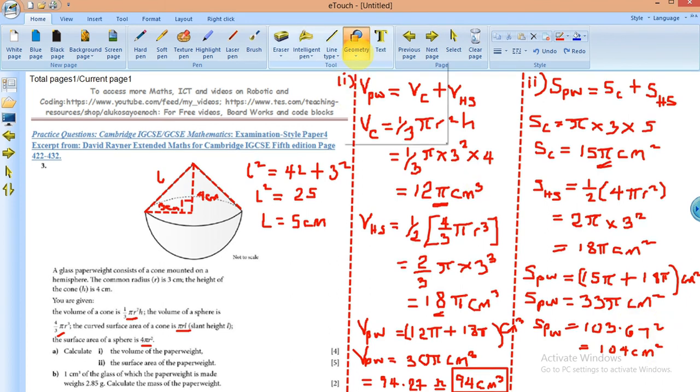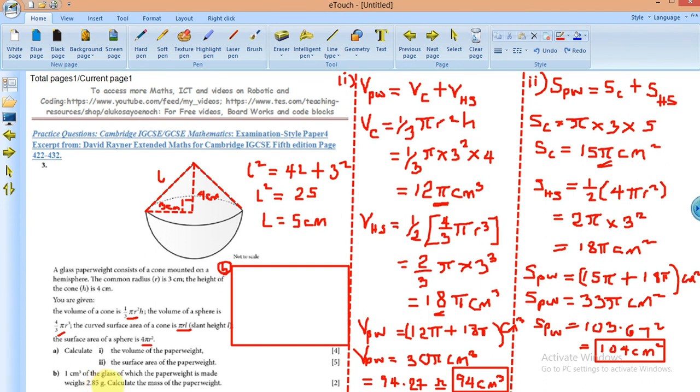Okay, question B. 1 cm cube of the glass of which the paperweight is made weighs 2.85 grams. Calculate the mass of the paperweight. Okay, so now this says that 1 cm cube. This is the volume of the paperweight. I think we have the volume of the paperweight from question A. Yeah, this is 94 here. Right, 94.